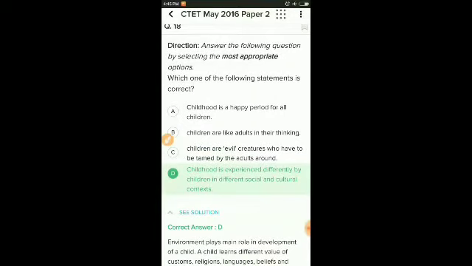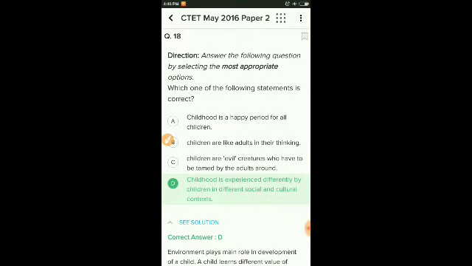Okay, question number 18, which one of the following statements is correct? Option D is the correct option. Childhood is experienced differently by children in different social and cultural contexts.